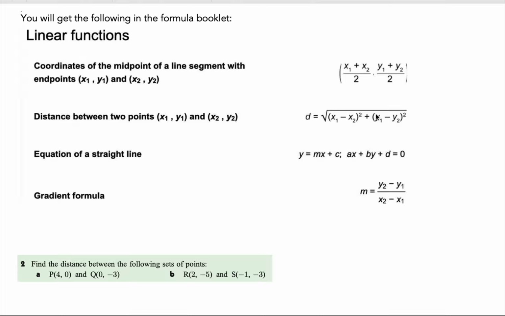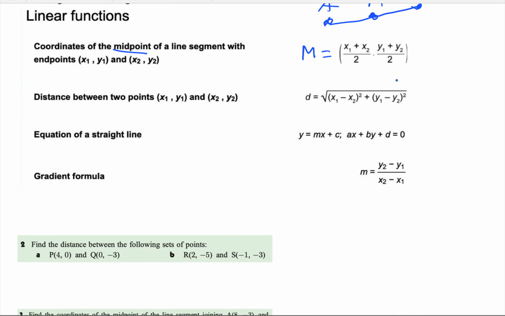Now, here are four formulas that are in our MYP e-assessment formula booklet that we're going to be using today. The midpoint formula, which is the midpoint, the point right in the middle of, or right in between two other points. It's called A and B. The midpoint is right in the middle. That's how you find it. It's just the average of the x-coordinates and the y-coordinates.